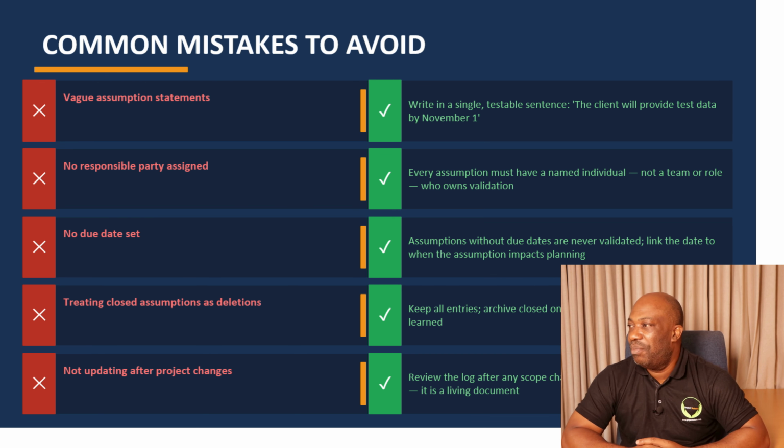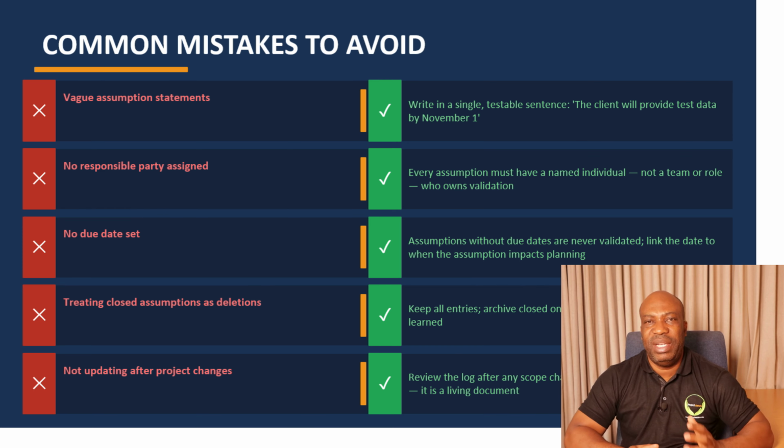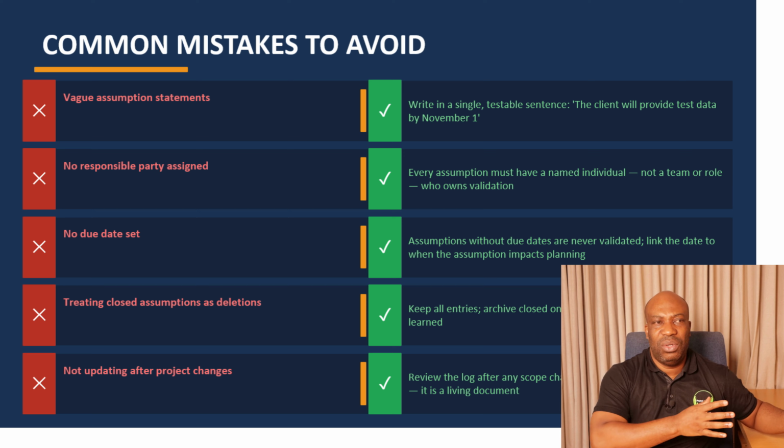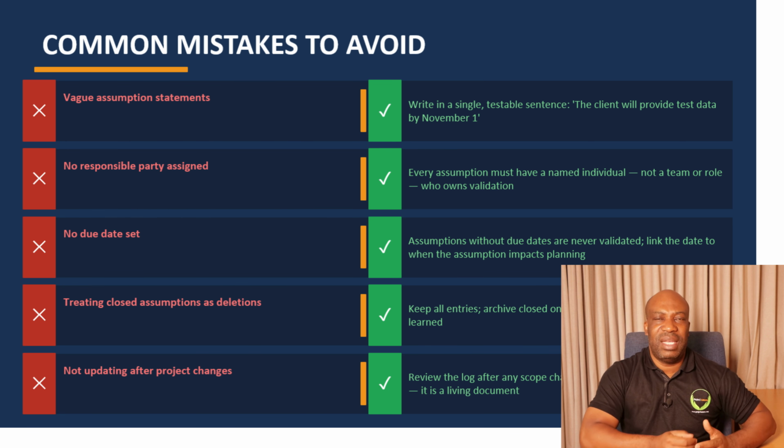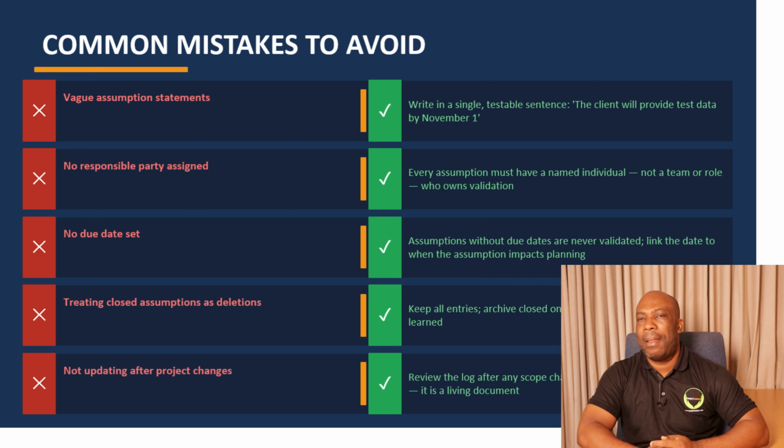So how do you avoid that? You need to write in a single testable sentence. For example, the client will provide test data by November 1st. Very clear. Nothing is vague there. So it's also very important that you consider the way you word and create your sentences, the way you describe the constraints and the way you describe the assumptions. It must be very, very clear.